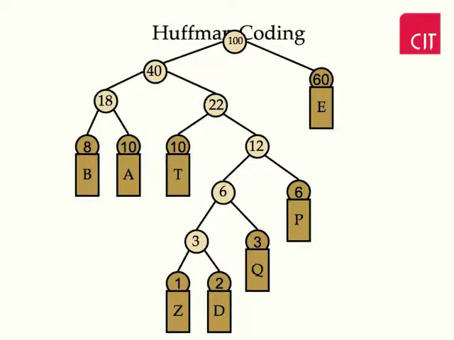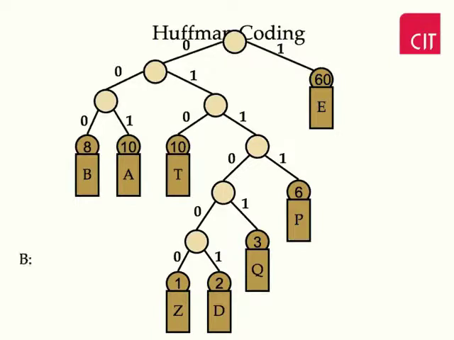So how do we get the bit sequence for each character? Well, starting at the top of the tree, we follow the path to the character. If when going from one node to the next, we take the left branch, well then we assign that a 0. If we take a right branch, we assign that a 1. And so in this way, we can assign a bit sequence to each character.